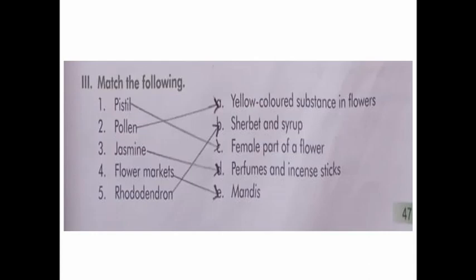Our next exercise is match the following. Number 1. Pistil. Pistil is the female part of a flower. Number 2. Pollen. Pollen is the yellow colored substance in flowers. Number 3. Jasmine. Jasmine is used to make perfumes and incense sticks. Number 4. Flower markets. Flower market is known as mandis. Number 5. Rhododendron. Rhododendron is used to make sherbet and syrup.